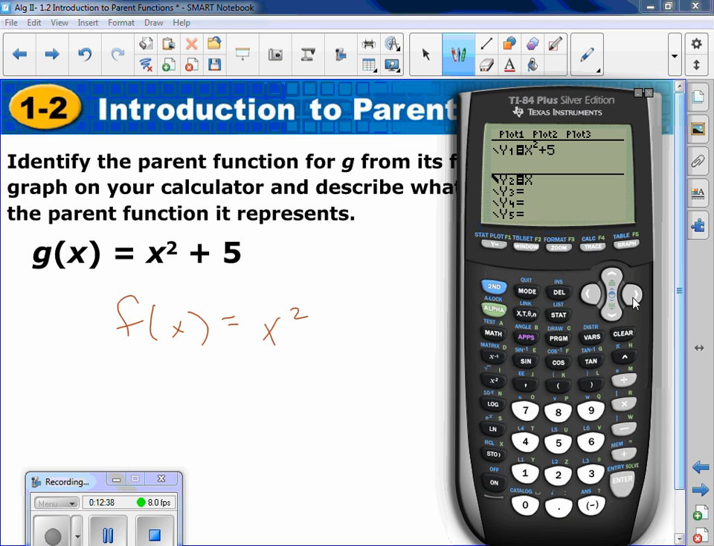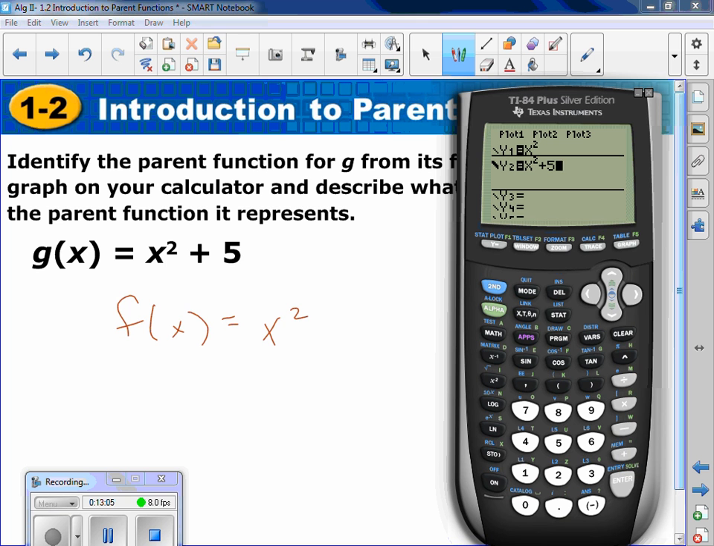Now put plus 5. Or sorry, we don't want plus 5 in this one. This one here, I'm just going to go x squared plus 5. So this one I put the parent function as the normal one, the other graph as the darker line.